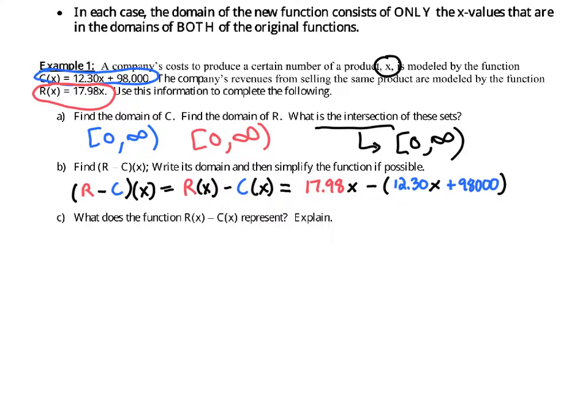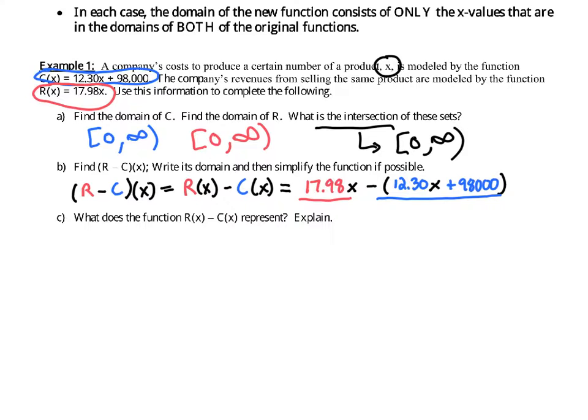Part B asks us to find the difference of the two functions r and c. So using the definitions above, the difference of the two functions simply means let's subtract them. Well, I'll start with the function r of x, which is 17.98x, and we will subtract from it the cost function, 12.30x plus 98,000.